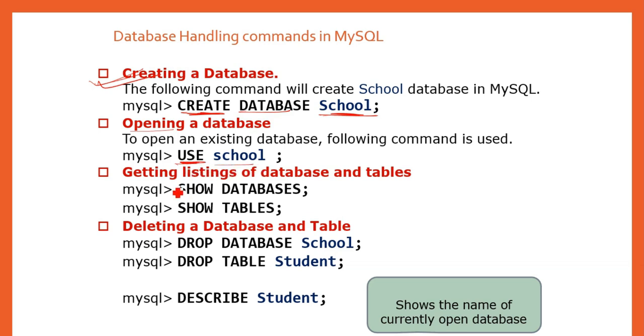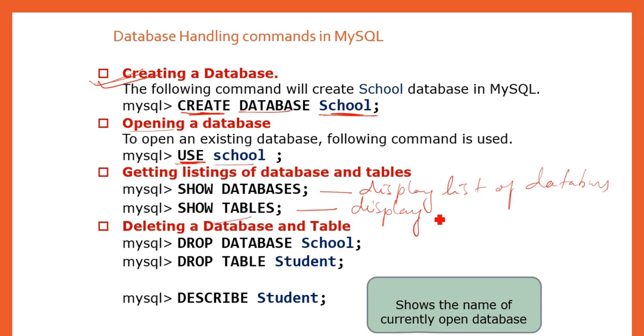Now how to see the list of the databases and the tables. To display the list of databases, we write show databases, and to see the list of tables, we have to write show tables. This displays the list of tables. Okay, now the next is the drop command.